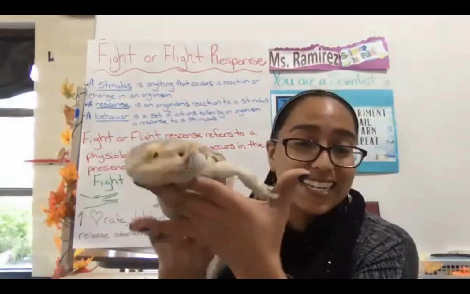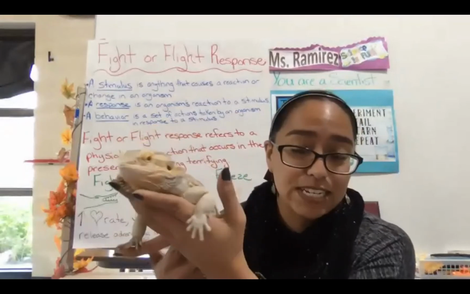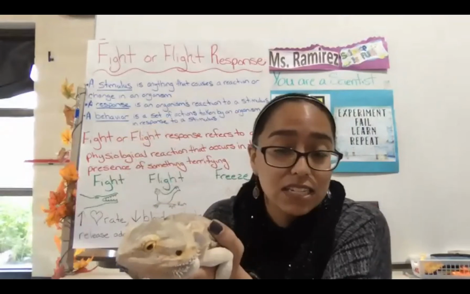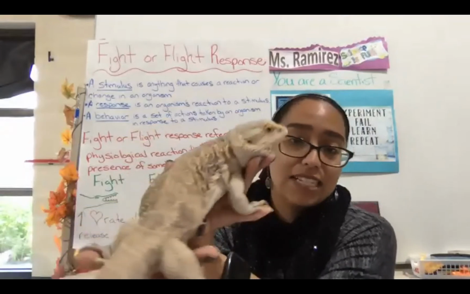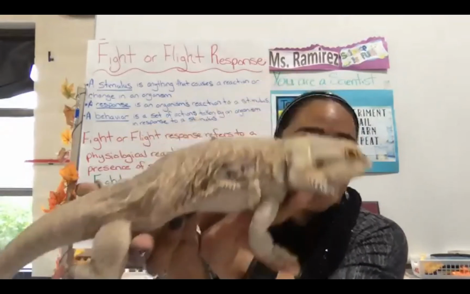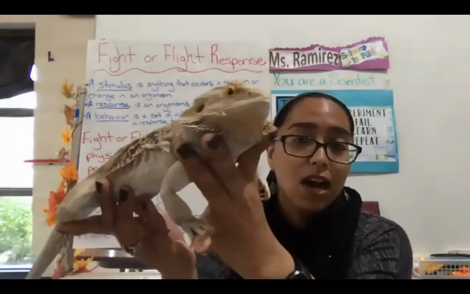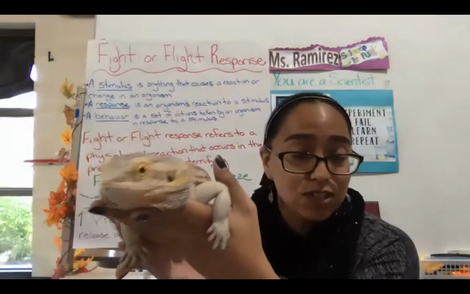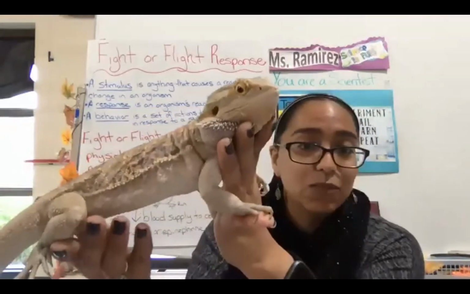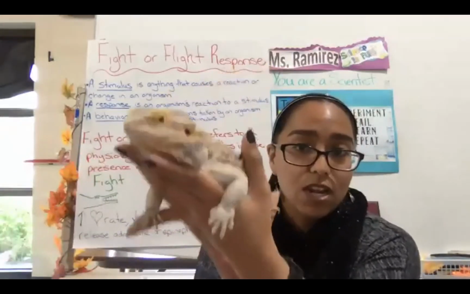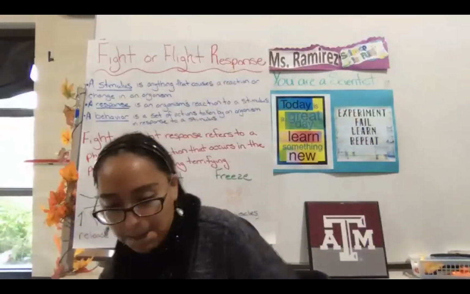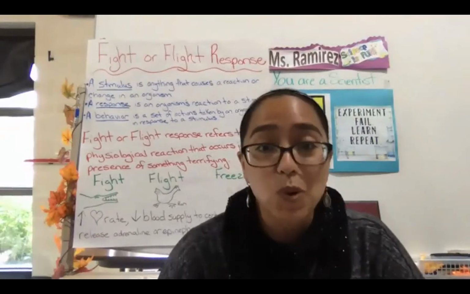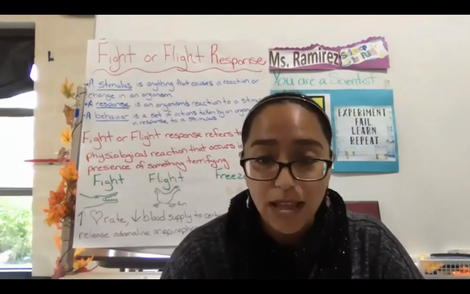Another reaction he can have to danger, he can actually freeze. So he'll just stop in place, hunker down and stay really still. And the good thing about these guys, they have excellent camouflage, so they can blend in really well with a sandy desert environment. So those are some of the behaviors or responses that he has in reaction to a stressful situation. I'm going to go ahead and put Spike up, and we're going to take a look at a quick little PowerPoint with some more examples of the fight or flight response.